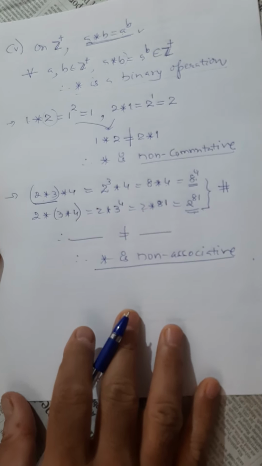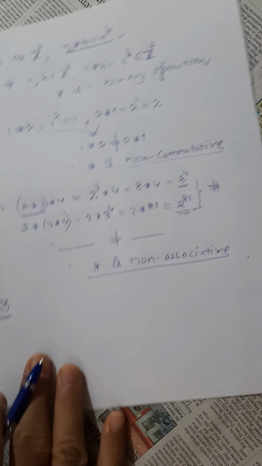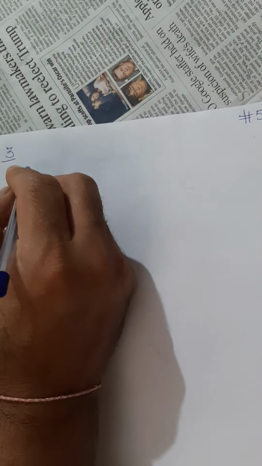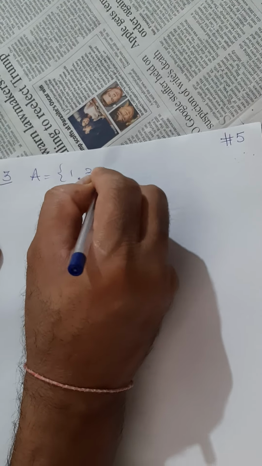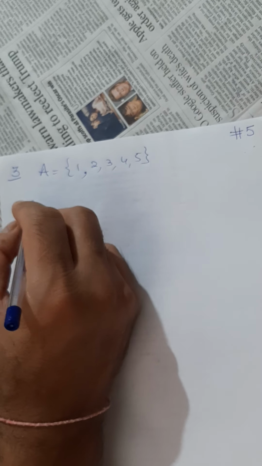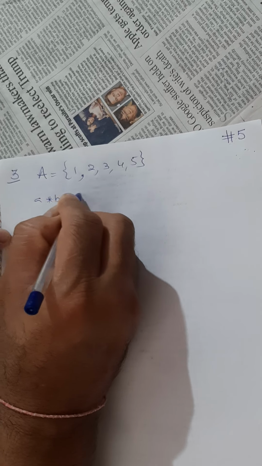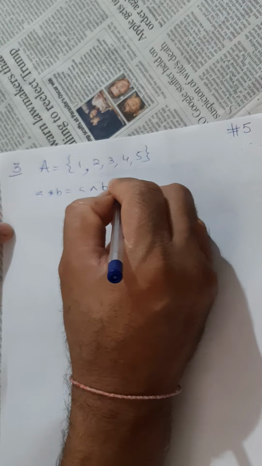Next question, question number 3. You are given a set consisting of 1, 2, 3, 4 and 5. An operation a asterisk b equals the minimum of a and b. Here m stands for the minimum of these two numbers.